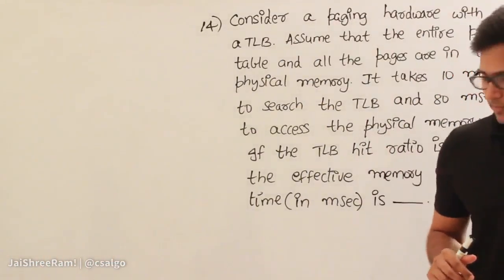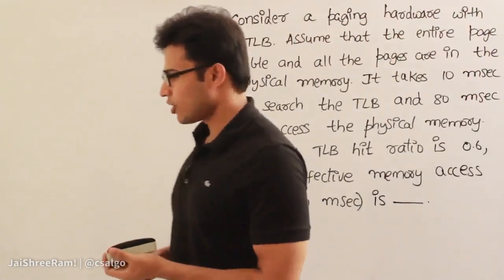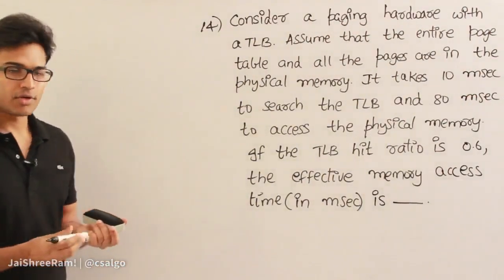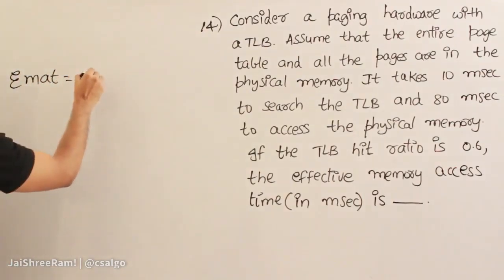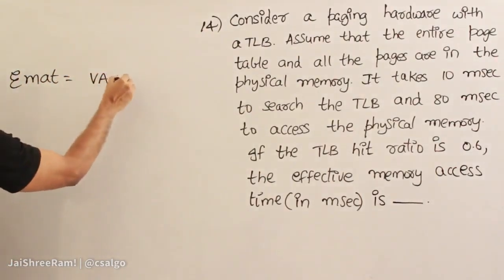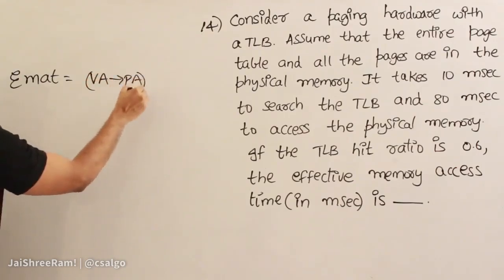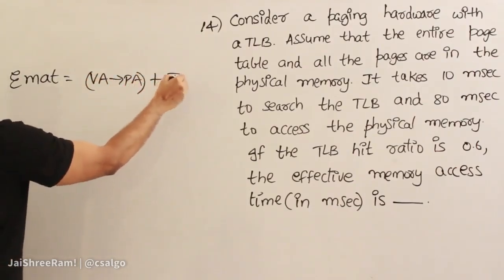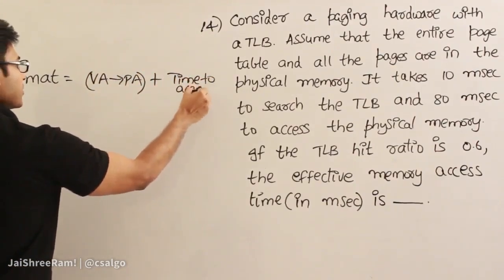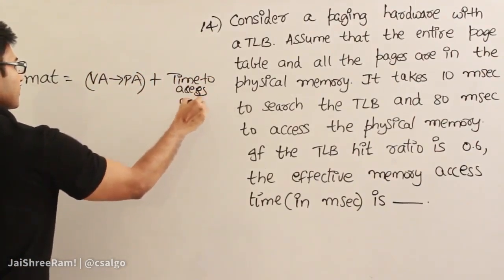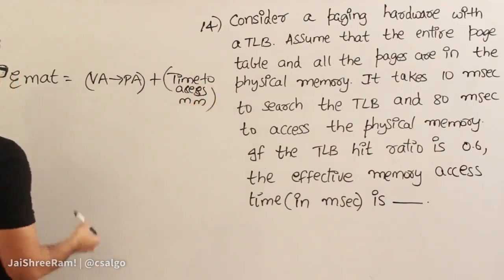Whenever we have a TLB involved, you can divide the effective memory access time into two parts. One is the time taken to convert the virtual address to a physical address. And then, after getting the physical address, the time taken to access the main memory, isn't it?